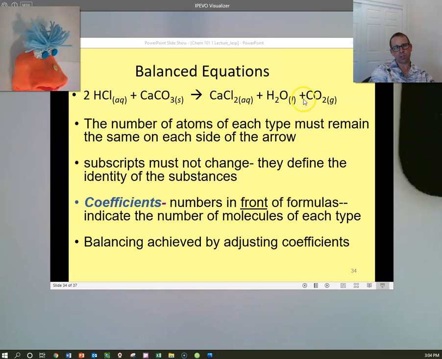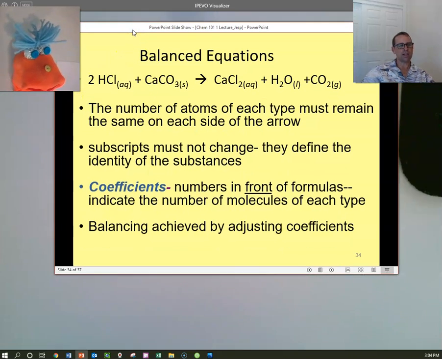All we can do to change the number of elements on the left or the right is to change what we call coefficients. In front of all of these compounds, the coefficient is just 1. This is the only one where there's 2. So let's look at an example.